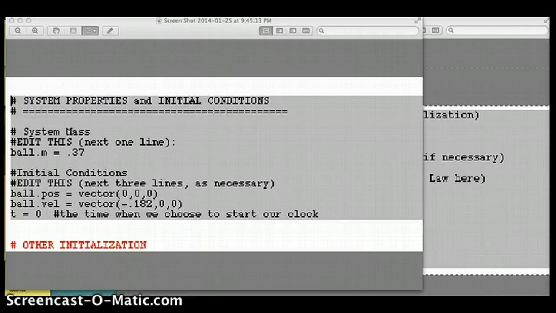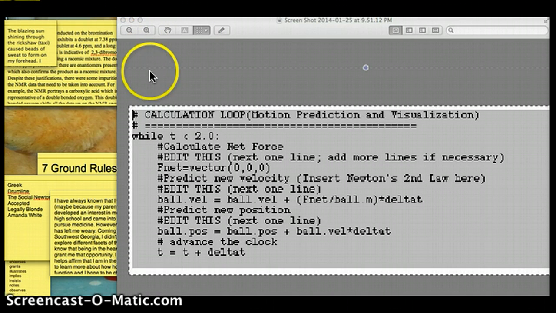Next, I created a model of my data by altering code in VPython. The first part of the code that I altered was the ball's mass, which was 0.37 kilograms. Next, I edited the ball's position and the ball's initial velocity by using the data that I calculated from the Tracker data. The next and probably most important part of the code that we altered is the while loop, which are the iterations that will show the motion in the direction that I had in my video.